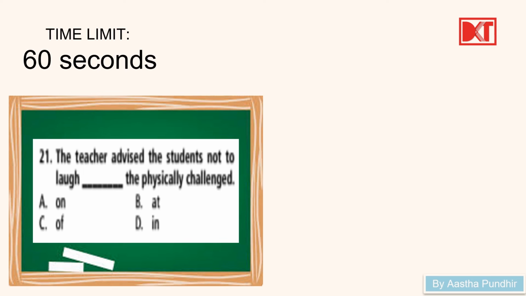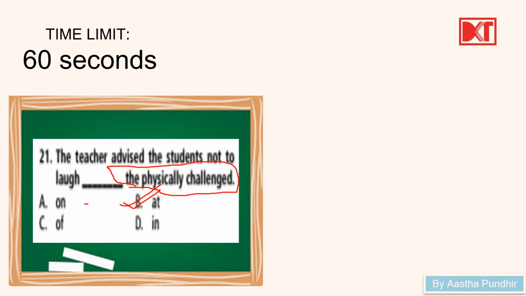Okay, next we have: the teacher advised the students not to laugh dash the physically challenged. On the physically challenged, at the physically challenged, of the physically challenged, or D, in the physically challenged. The correct answer is at the physically challenged. Why at? Because at is used to point out a certain activity or a certain specific thing that we're talking about. So here, since we are pointing out exactly the physically challenged, we mention at the physically challenged. Right, laughing at them. Okay.